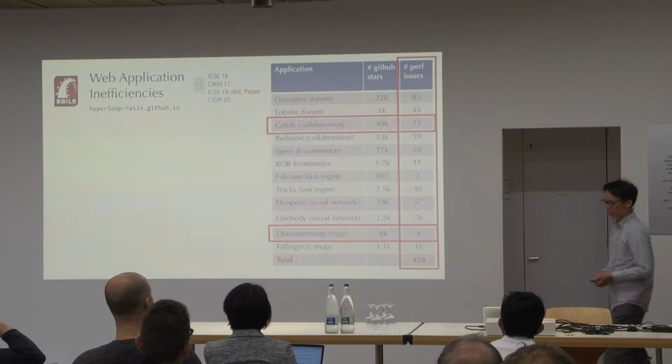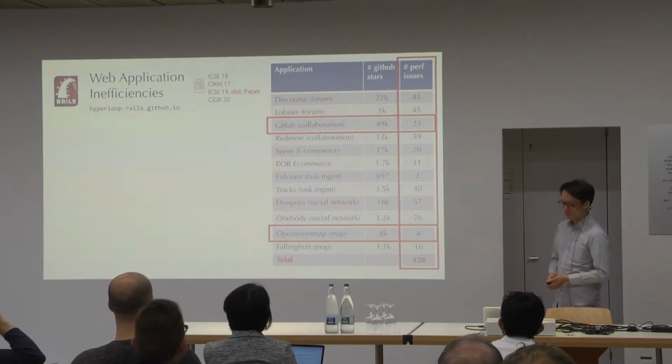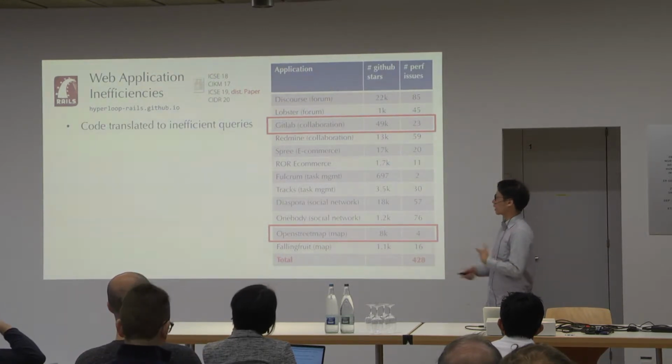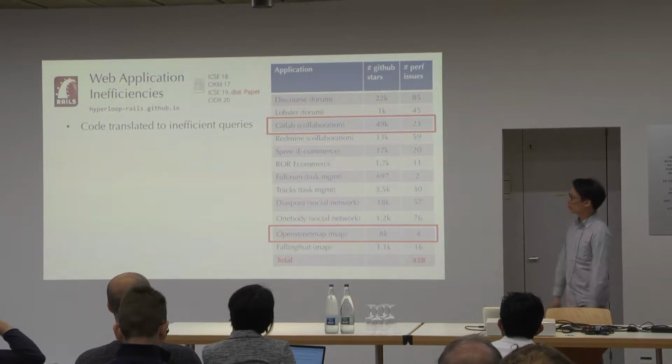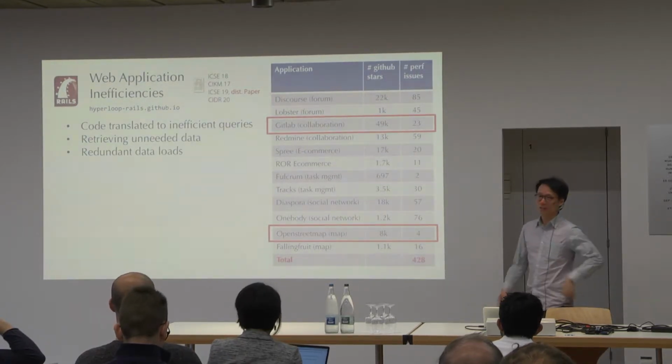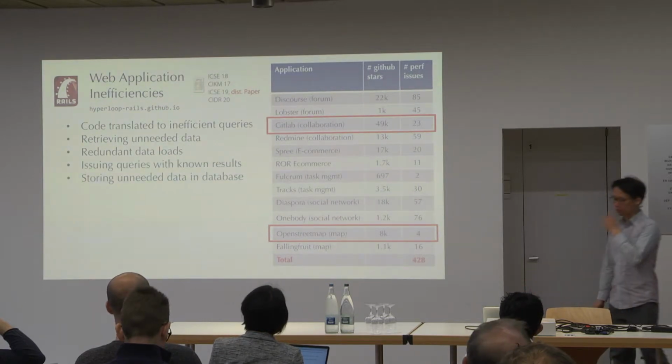Just look at the number of performance issues that we have found. What kinds of performance issues did we find? Some of them are things like code getting translated inefficiently to queries, retrieving unnecessary data, and data model problems. Some of them Shan already talked about yesterday.